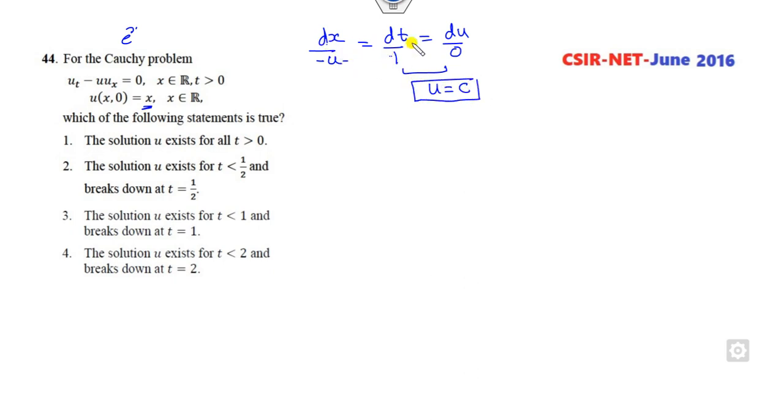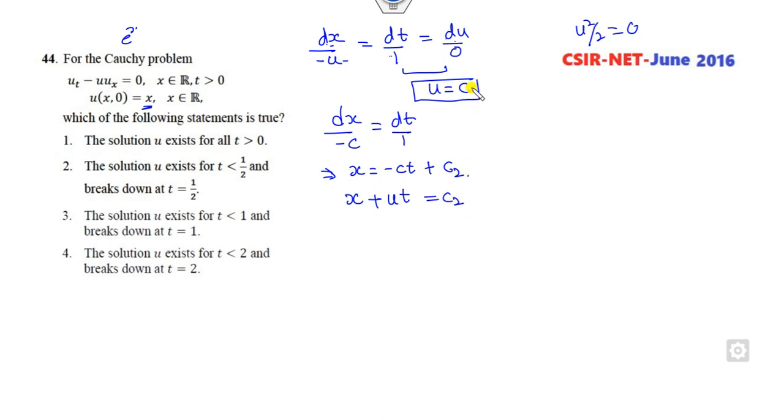From the first and second case, how can you solve that? u is equal to constant. So if you substitute here, because if you take first and second, again you will get u square by 2 is a constant. That's the same thing. So if I substitute, u is my here minus c dt over 1. So what is that? It is c is equal x is equal to minus of ct plus another constant. Fine. This is the solution. Now I can write it as c is my u, so x plus ut is equal to c2. So this is the first solution.